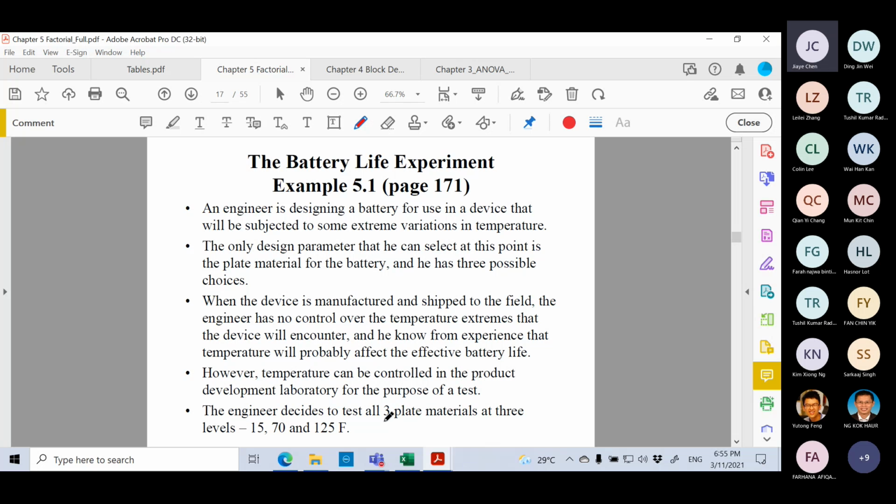The first one is the plate material at 3 types, and the second is the temperature at 3 levels. In this analysis, they want to know what factor levels will affect your battery life. The first one is, of course, the plate they use. Then the second one is the temperature they use, which is 15, 70, and 125.